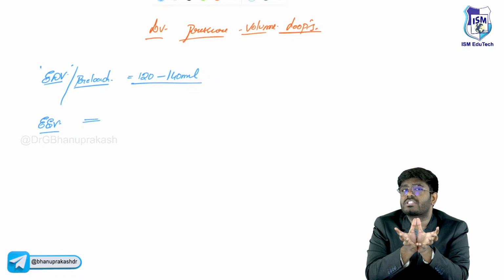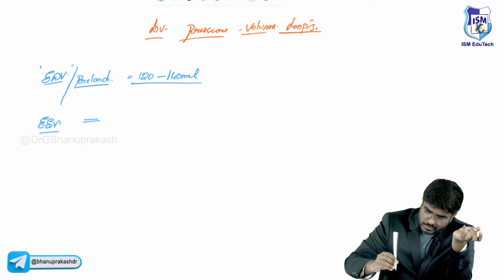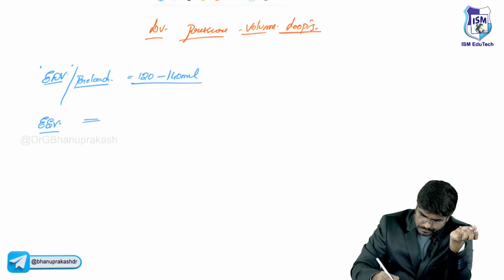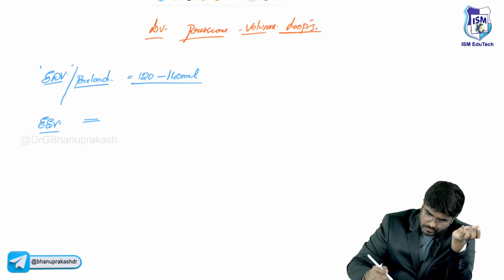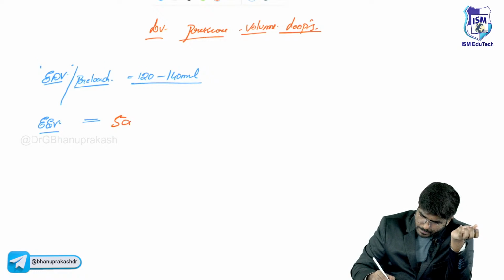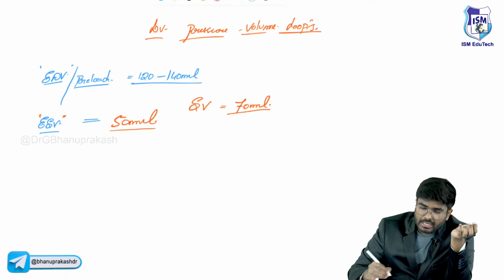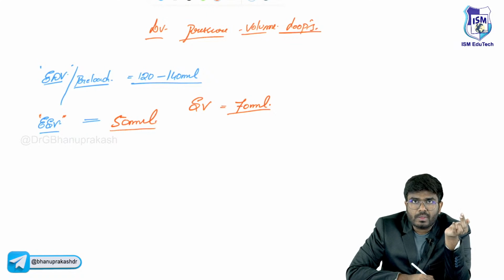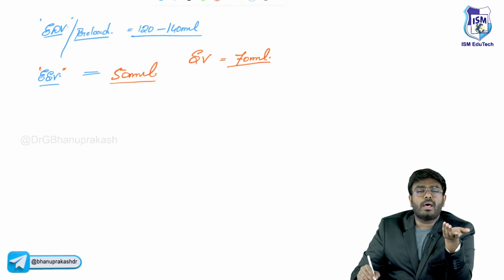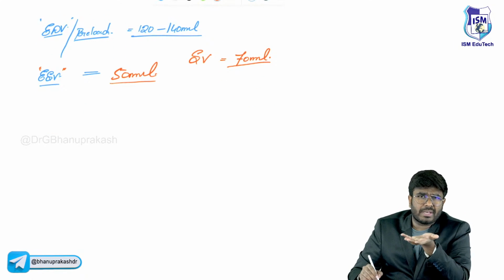Then how much is left over? The leftover is the end systolic volume. So that is 50 ml. 50 ml is left over. That's the end systolic volume. And how much is the stroke volume? You know it. Stroke volume is 70 ml.